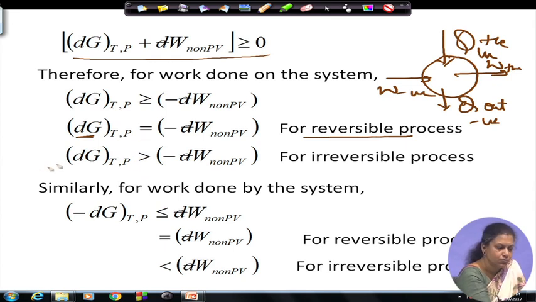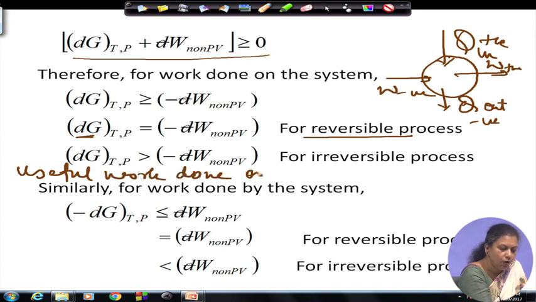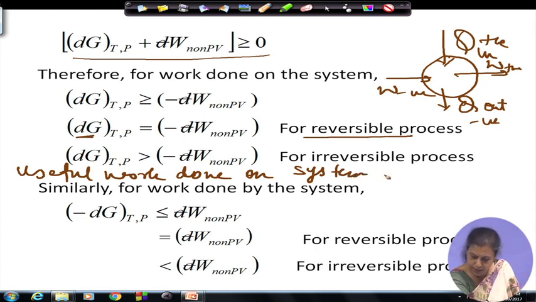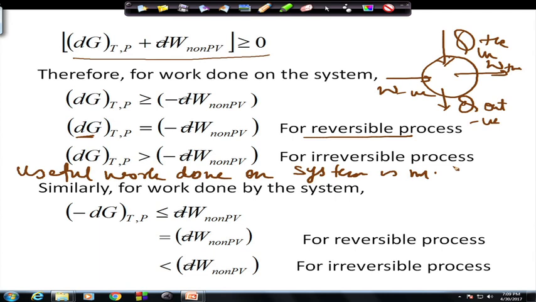So from these two things, what do we deduce? We deduce that the useful work done on the system is minimum for the reversible process.